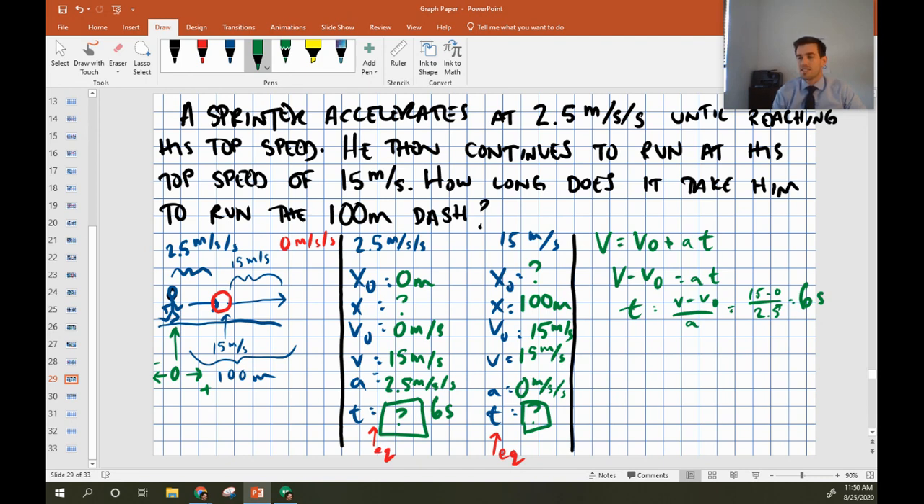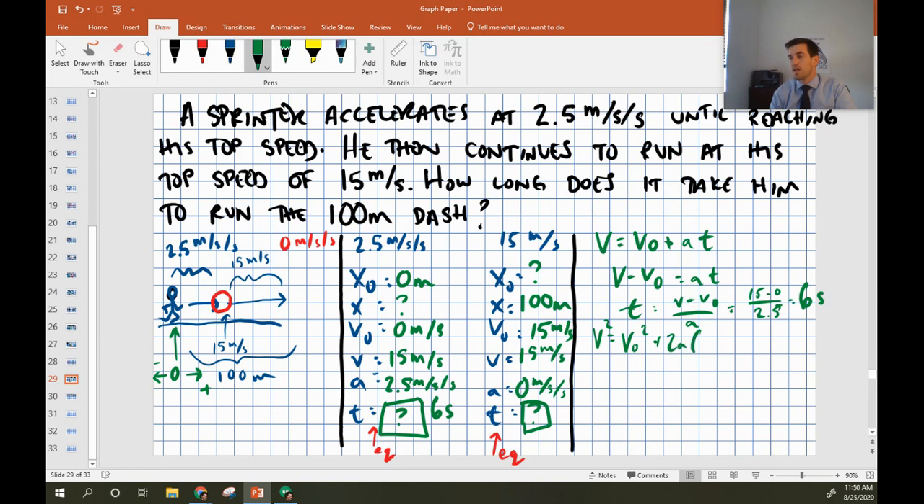I know it takes him 6 seconds to get to his max speed. So I'm going to turn that number around, and now I'm going to use it to figure out how far he traveled during that time. To figure that out, I'm going to use... actually, why don't I just use the third kinematic equation? I don't even need to use the time that I just figured out, although I could if I wanted to.